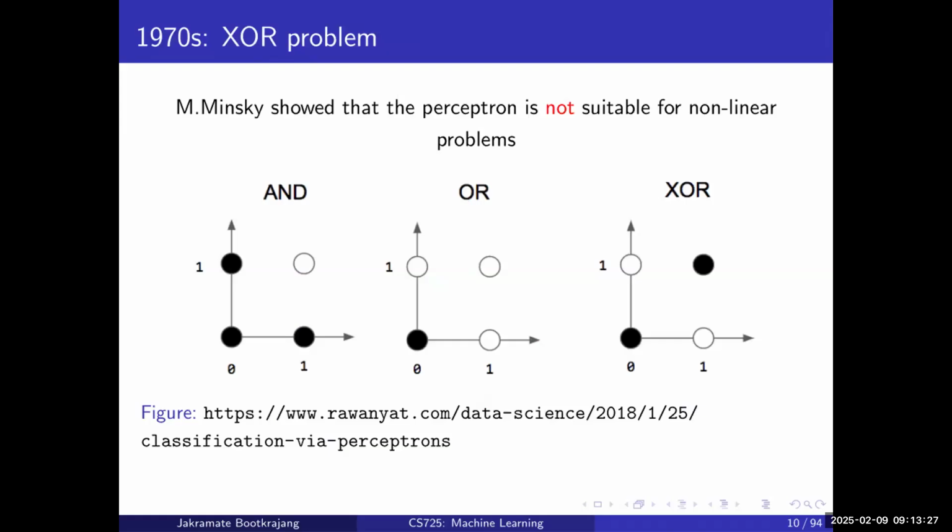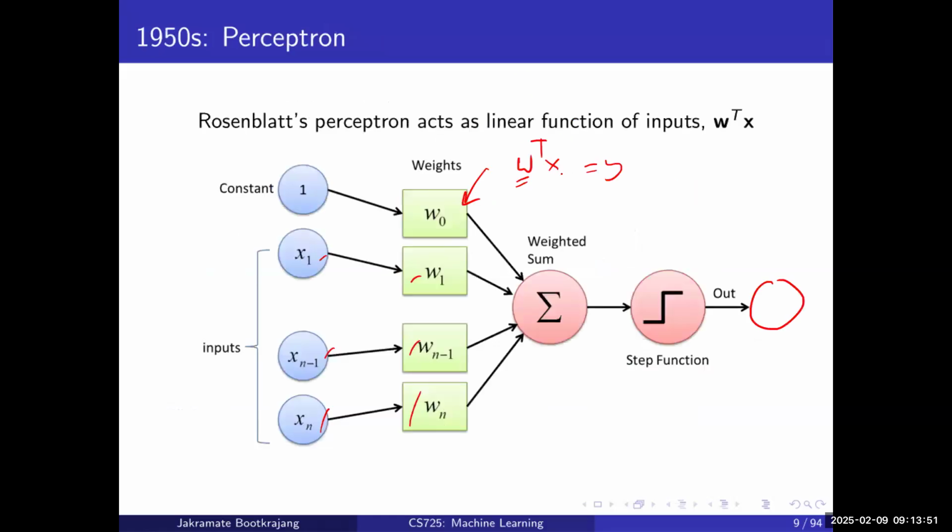And then 20 years later, people started using perceptron a lot, and Minsky faced one problem, right? For the perceptron to work, it will only work for data that is linearly separable, right? Because it is a linear function.